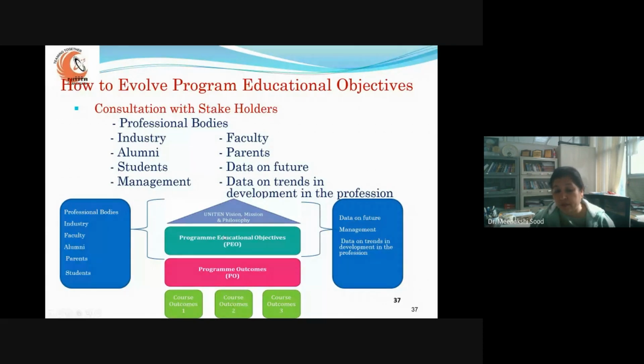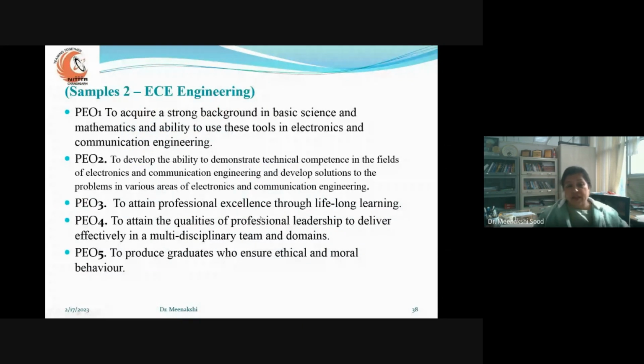So when we are framing the POs, they have to be in consonance with the department and university or institute mission or vision. And also they have to be in tune with the program outcomes also. Okay. So this is one sample of, say, electronics engineering, of which I was a member and we designed.